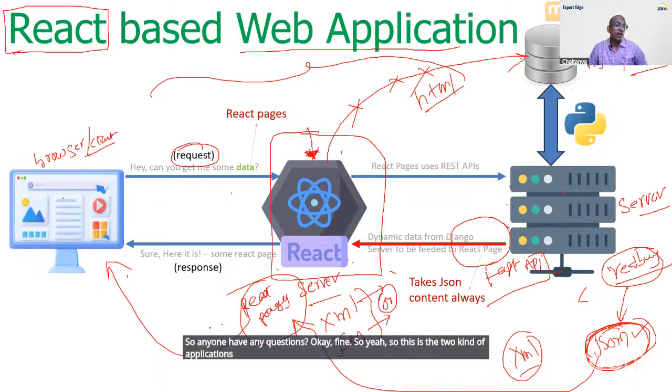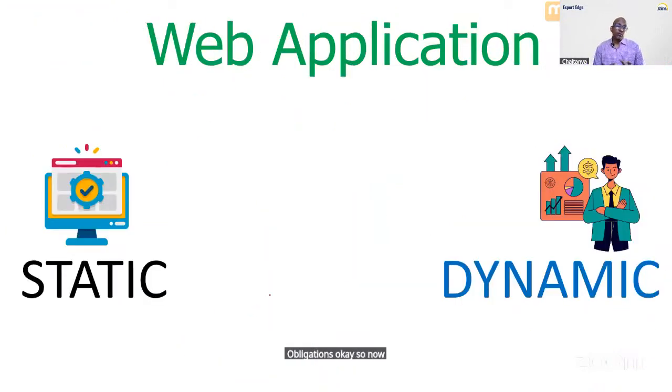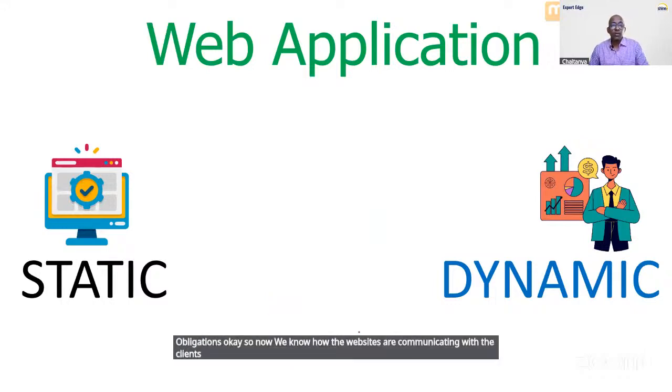So these are the two kinds of applications we have: one without React, and one with React. With React, this is the architecture for React applications. Okay, so now we know how websites communicate with clients. Now, what kinds of web applications do we have?